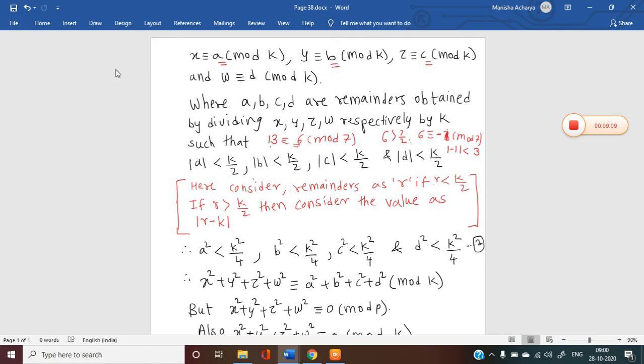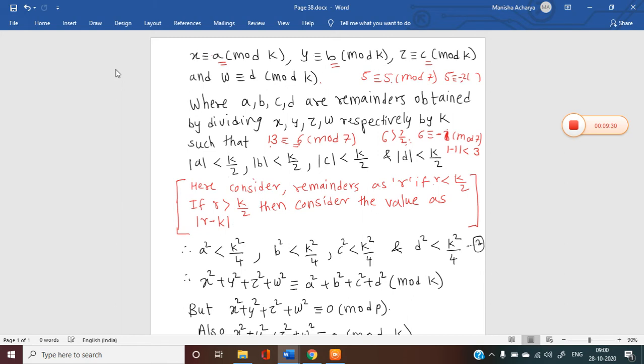So suppose our y is equal to 5. Then obviously 5 is congruent to 5 modulo 7. But again, 5 is also greater than 7 by 2. Then what will you consider over here? You consider 5 is congruent to minus 2 modulo 7. So for b, you have to consider the value as mod of minus 2.